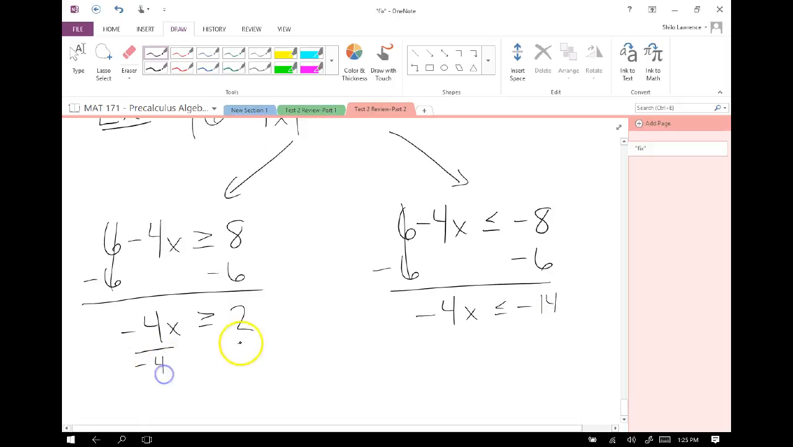Divide by negative 4 and be really careful. Multiplying or dividing by a negative will flip your sign. So now I've got x is less than or equal to negative 1/2. Or x is greater than or equal to, because dividing by a negative flips the sign, and that fraction simplifies to 7/2.